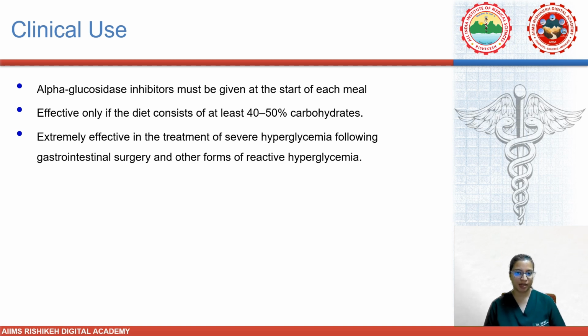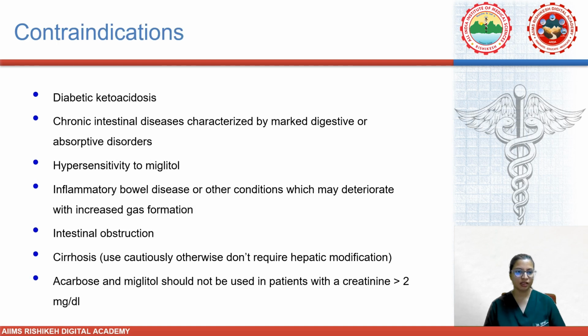The contraindications to starting alpha glucosidase inhibitors are diabetic ketoacidosis, chronic intestinal diseases characterized by marked digestive or absorptive disorders, hypersensitivity to miglitol, IBD and other conditions which may deteriorate with increased gas formation, intestinal obstruction, cirrhosis.